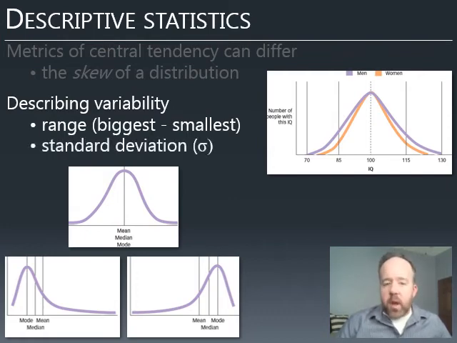The most common way is through the standard deviation, which is denoted by the small Greek letter sigma. And so you'll hear people talk about the standard deviation, and that is a statistical formula. It's a number given to you by this formula that describes variability.